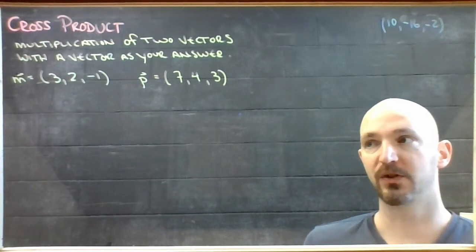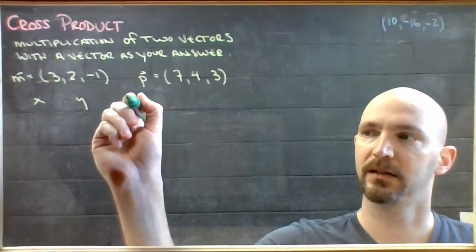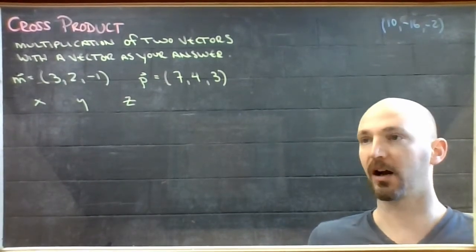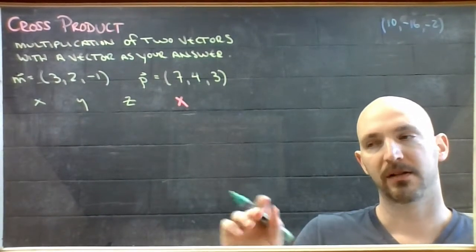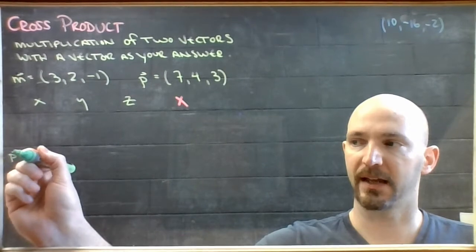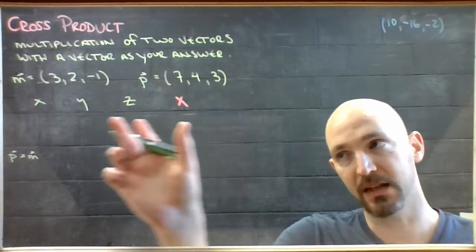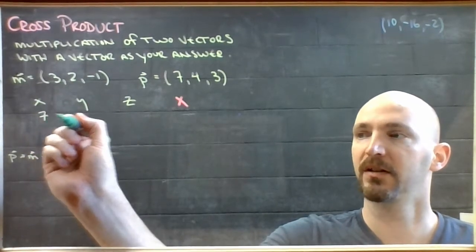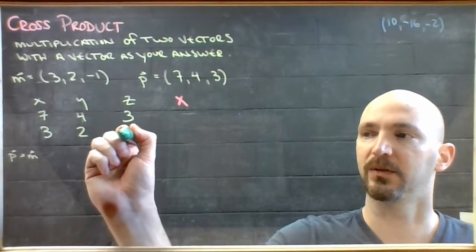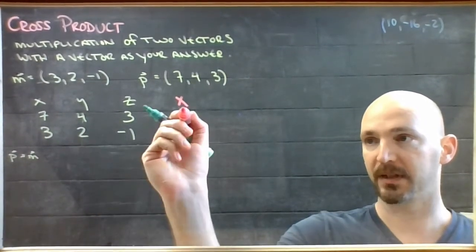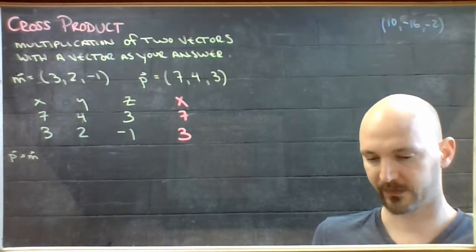All right, so to do p cross m, I'm going to need my chart, x, y, z, and then a copy of the x column here at the end. To have this vector, or my answer, turn out as p cross m instead of m cross p, I need to write the p vector in first. So 7, 4, 3, 3, 2, -1. Copy the x column.